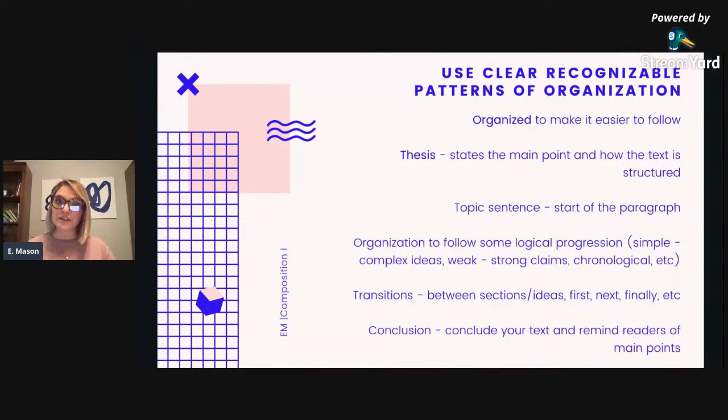And lastly, the conclusion. A reader always expects to have a conclusion. You conclude your text and you're reminding your readers of the main points that you hit on. I like to think of your conclusion as basically being the same thing as your intro. You just jumble it up a different way and then give it back, because it's still going to have your thesis statement, just reworded. It's going to have the same components.